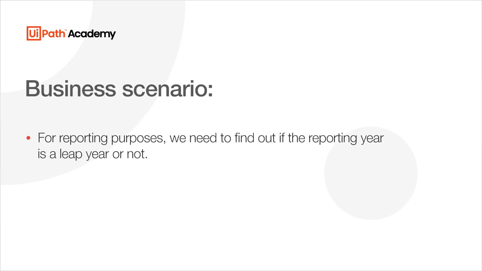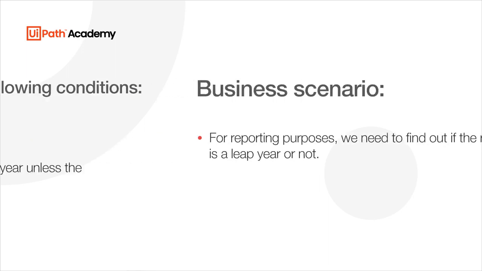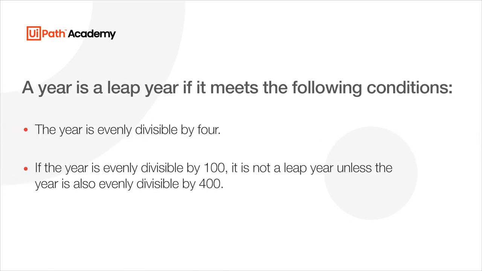For reporting purposes, we need to find out if the reporting year is a leap year or not. Let's start with the logic. A year is a leap year if it meets the following conditions. The year is evenly divisible by 4. If the year is evenly divisible by 100, it is not a leap year unless the year is also evenly divisible by 400.